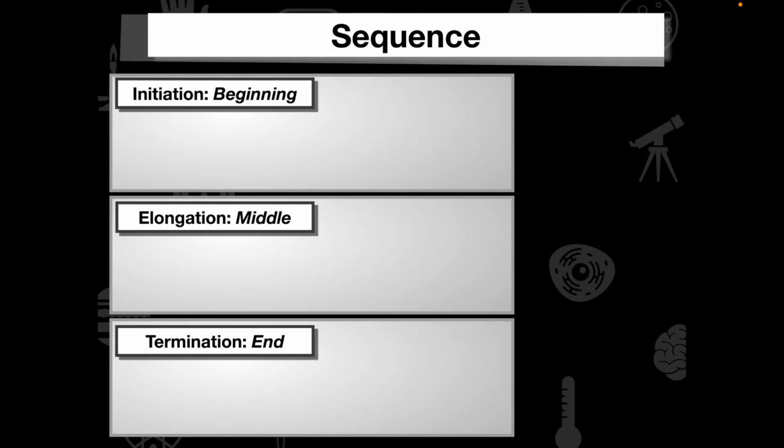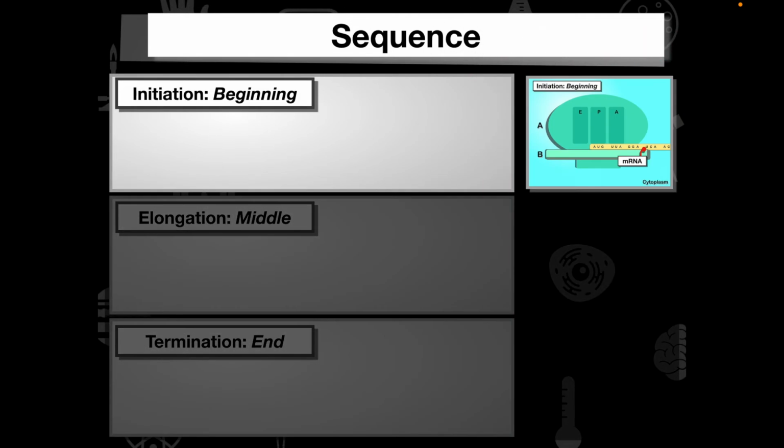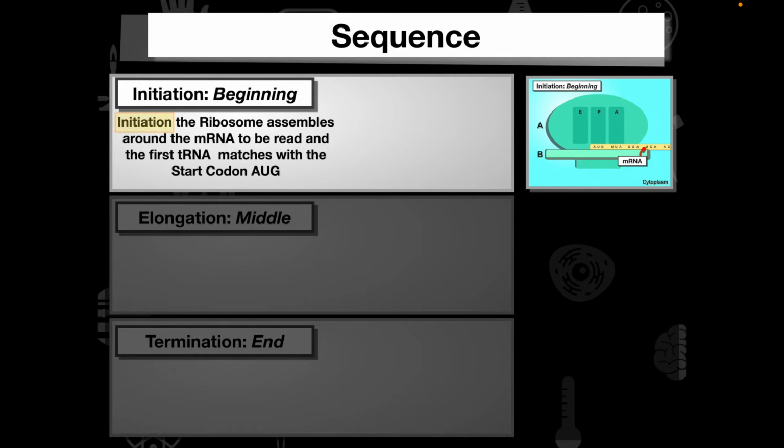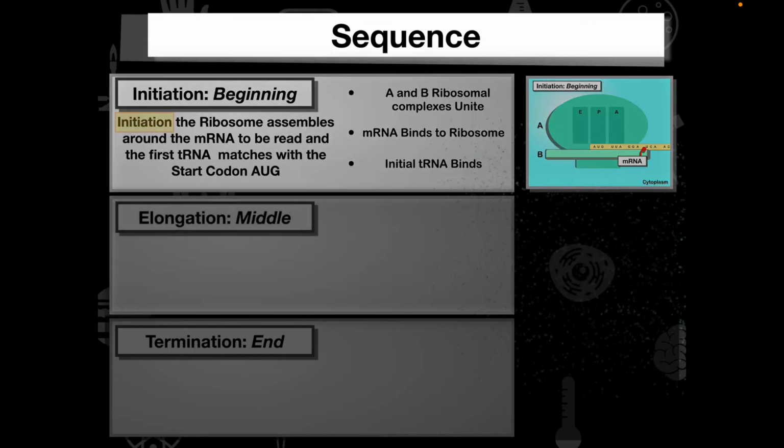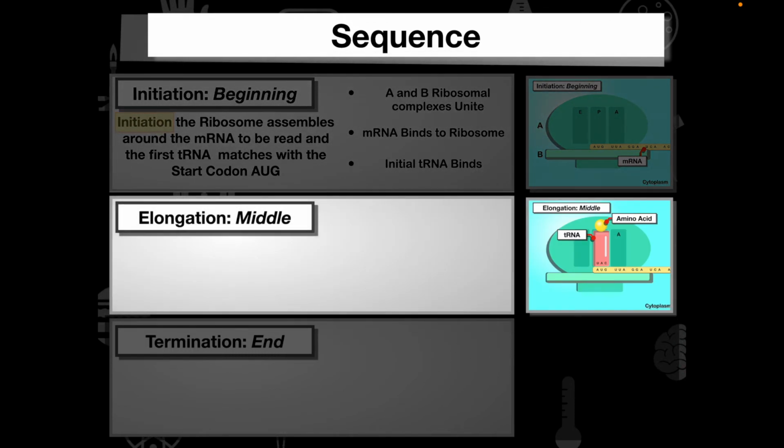So let's go through and break this sequence down into a couple of different steps here. What we're going to see is the first step here. This is the initiation step. In the initiation step, the ribosome is assembling around the mRNA to be read, and the first tRNA matches with the start codon AUG. So the A and B ribosomal complexes unite. We see the mRNA bind to the ribosome, and we see the initial tRNA go through and bind.